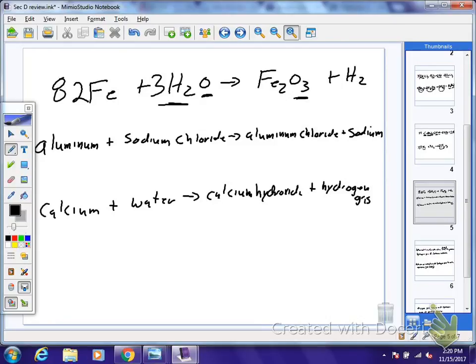So I have 6 here, and over here I have 2. So I put a 3 in front. That gives me 6 oxygens, so that balances out.